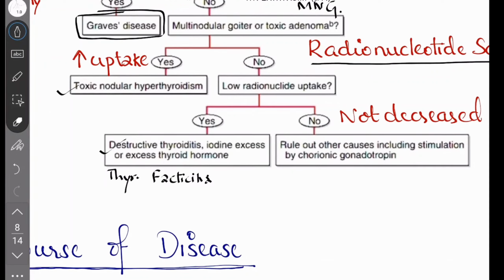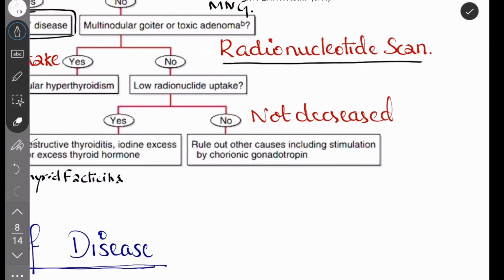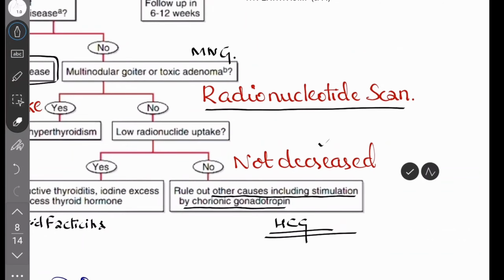Okay, thyroid factitia, like that. Then if no, not decreased, then rule out other causes including stimulation by chronic gonadotropin, because HCG has the beta group or alpha group, it has some action of TSH.